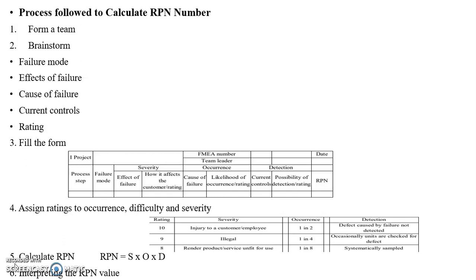The process followed to calculate the RPN number. The first step is to form a team. During the improve phase of the Six Sigma process, a few members from the project team are designated to form a team to undertake the process FMEA. The team might consider taking additional process specialists from the organization during the brainstorm session.